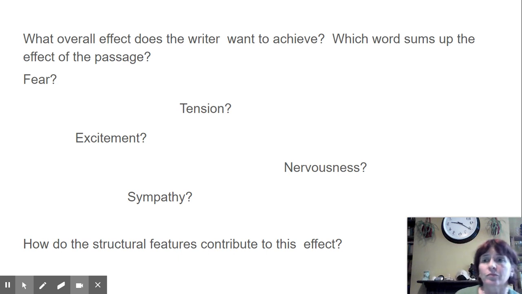Okay, so we'll discuss a few of those points in a second that you came up with. But first of all, what overall effect does the writer want to achieve? Which word do you think sums up the effect of this passage? What's the writer trying to get at here? Is it fear, tension, excitement, sympathy, or nervousness? And how do the structural features contribute to that effect? Just have a think. You can write something down. Have a think for a second or pause the video.